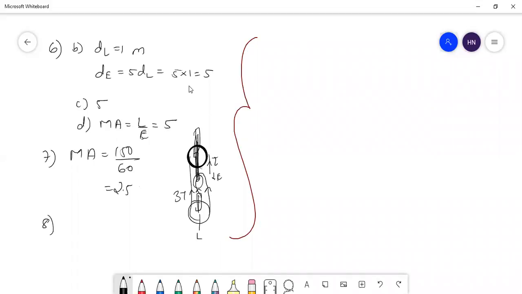So for the 8th, A part, they are asking to draw a string diagram. Not a problem. B part, they are asking what is the velocity ratio of the system. So like it's 4 pulleys, so VR is 4, and MA is also 4. MA is equal to load by effort. So load is equal to 4 times effort. That relation they need.